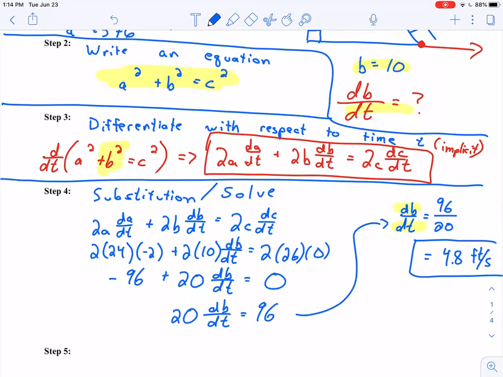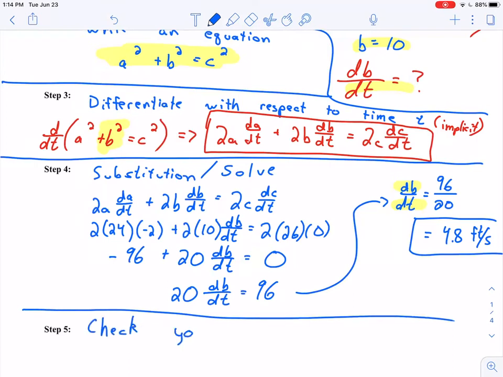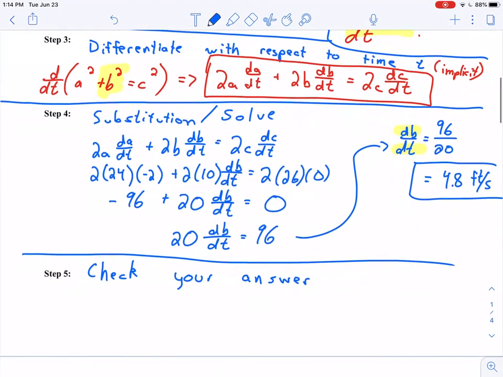So at this point, I'm just about done with my problem. I've found dB dt, which is what I wanted to look for. Step 5, I'm just going to encourage you to check your answer here. The two things I'm going to ask you to check: you want to check the sign of your result, and you want to check the units of your result. Do they make sense? So here, we ended up with a positive 4.8. Does that make sense for our problem?